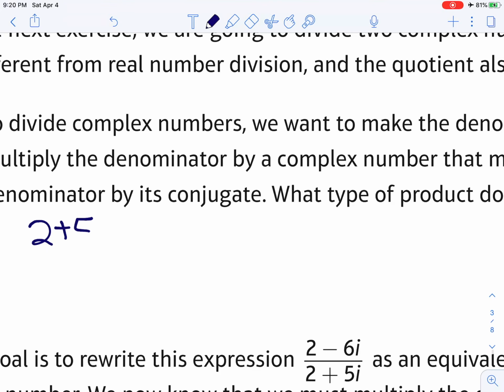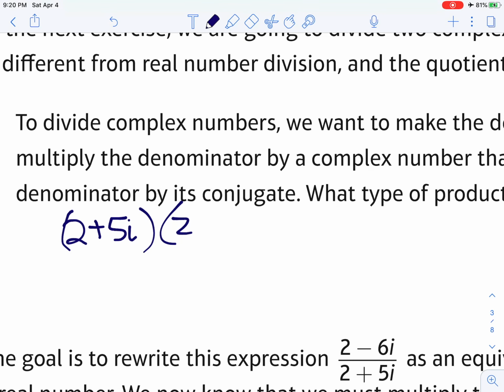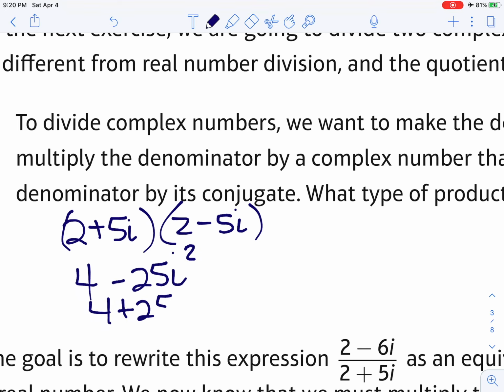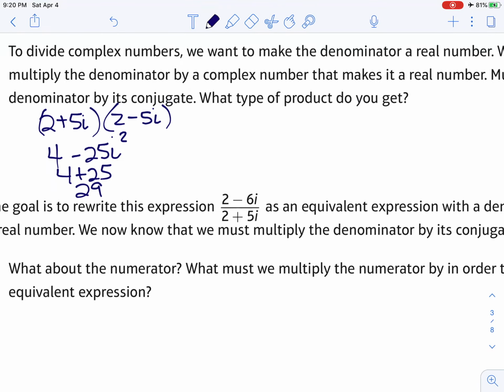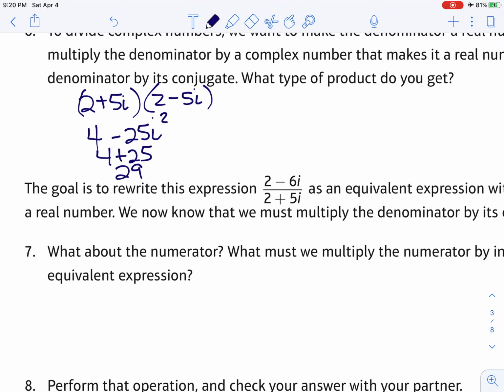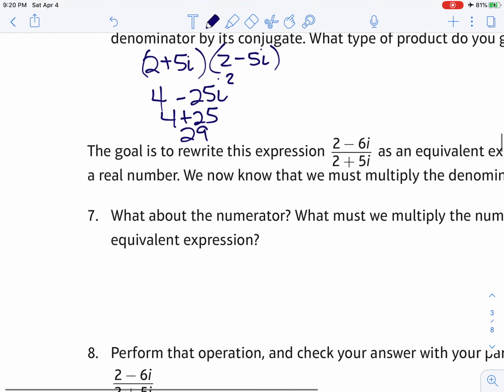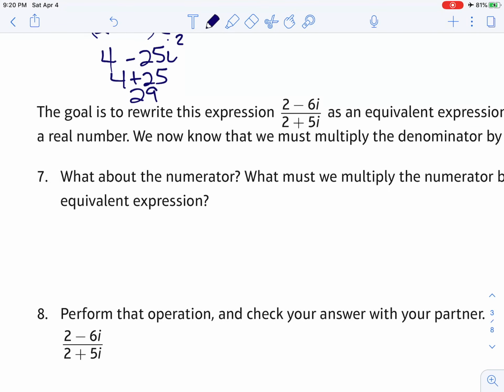So let's see. I take 2 plus 5i. That's the right one, right? Yep. And I multiply it by its conjugate, 2 minus 5i. So I get 4, and I get minus 25i squared. So 4 plus 25, so 29. That's a real number. That's what I wanted. So now the goal is to rewrite the expression as an equivalent expression with a denominator that is a real number. So we just did that. We know that we must multiply the denominator by its conjugate.